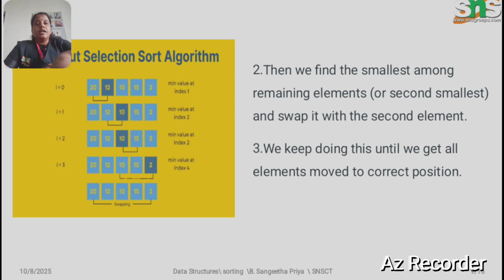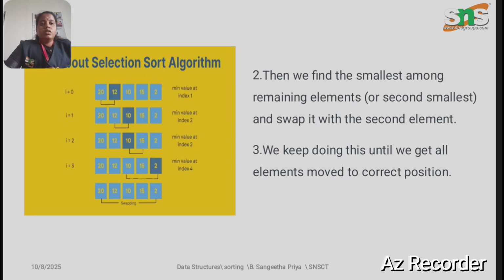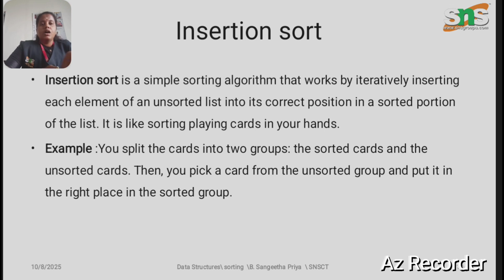Let's see the algorithm in detail. We find the smallest among the remaining elements, or the second smallest, and swap it into the second position. We keep doing this until the elements move to the correct position. Next we are going to see insertion sort.